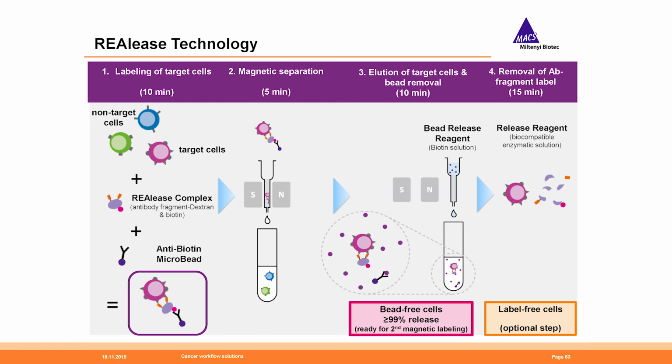Again, you go over the column, just as before. Everything that's labeled stays on the column. Everything that's not labeled will go through. But now, moving on to the elution step, where we take it out of the magnet, we add a bead release reagent. This means that in this step where you elute, you right away also cleave off the antibody with the bead, and only the complex here stays on your cell. So in this case, you already have a bead-free cell. So you can take those and right away go for a second isolation.